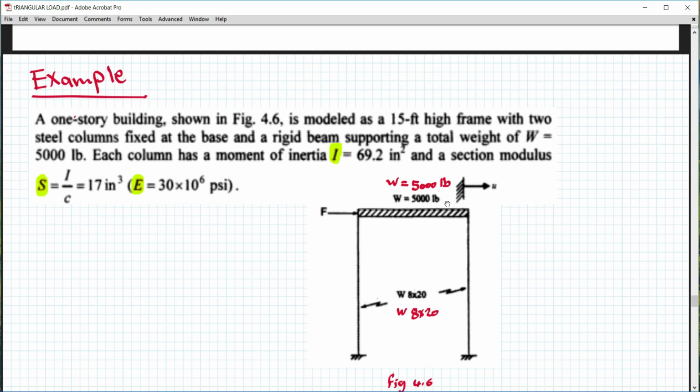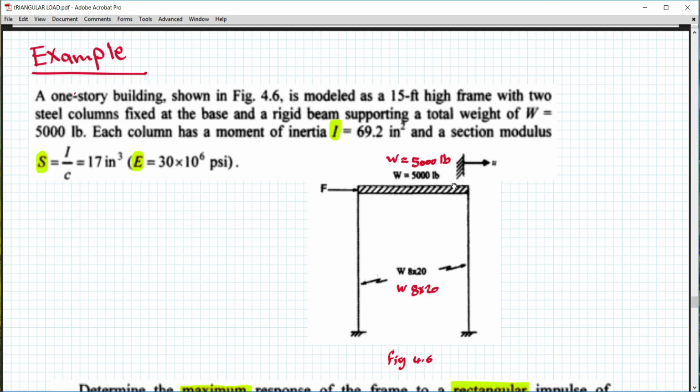Okay, so this example, let's focus on it and try to find how we can solve it. And this is considered to be an application that we can find in our real practice. It is a one-story building. One story here means that it is a single degree of freedom system. So it is not two-story or three-story. It's not high-rise. It's not a multi-degree of freedom system. So we are talking about one story. Okay, one-story building. This is as shown here. This is figure 4.6.